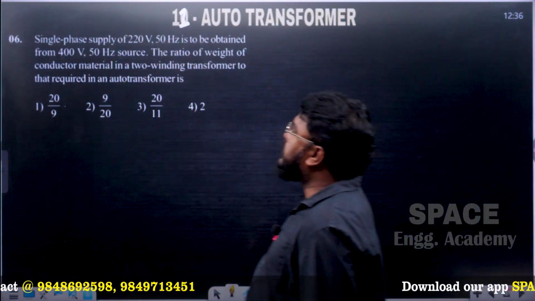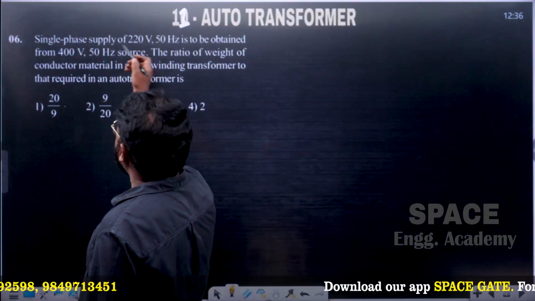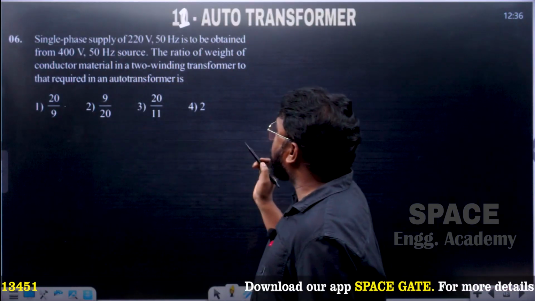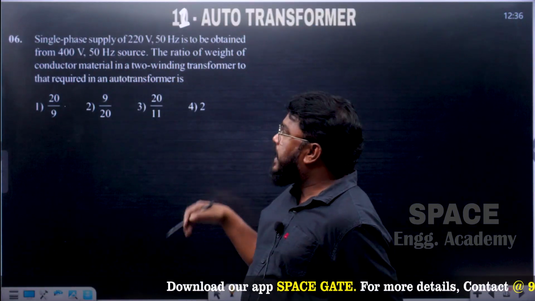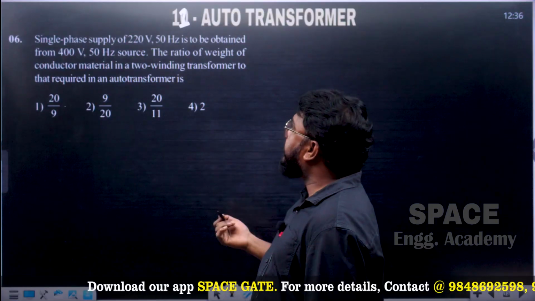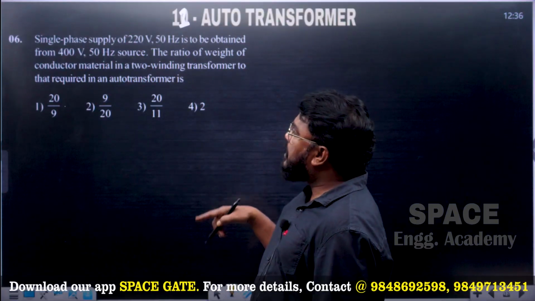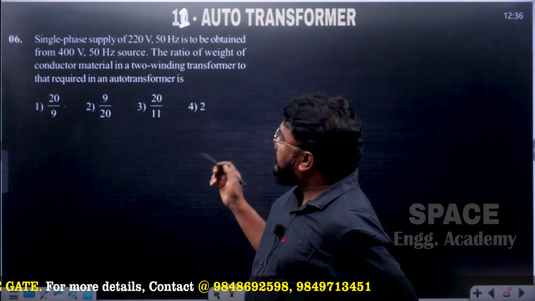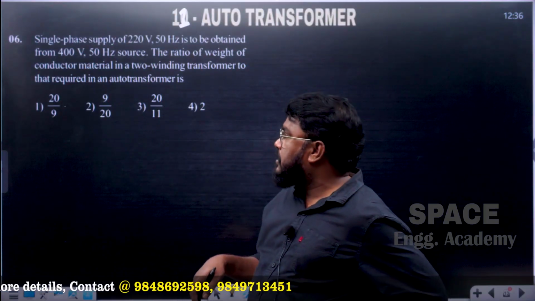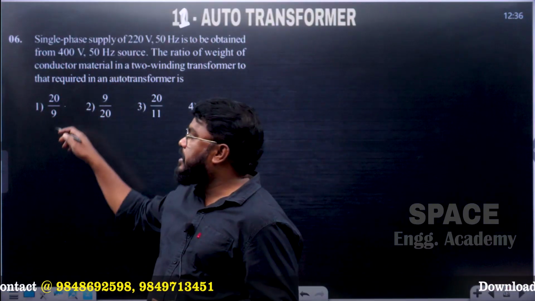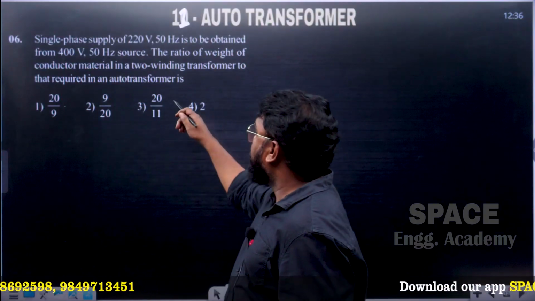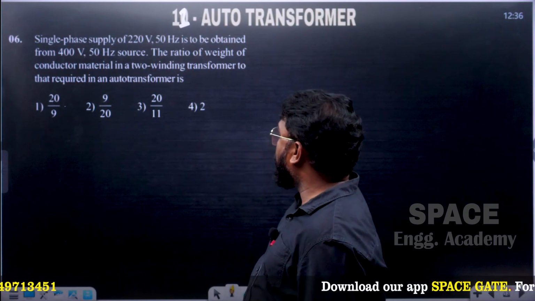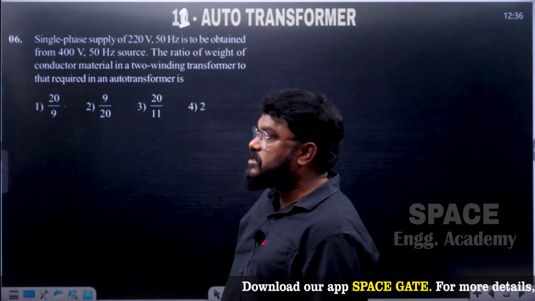The next possible question: a single phase supply of 220 volts 50 Hz is to be obtained from a 400 volts 50 Hz source. The ratio of the conductor material in the auto transformer winding to that required in the two winding transformer is: option 1, 20 by 9; option 2, 9 by 20; option 3, 20 by 11; and option 4.